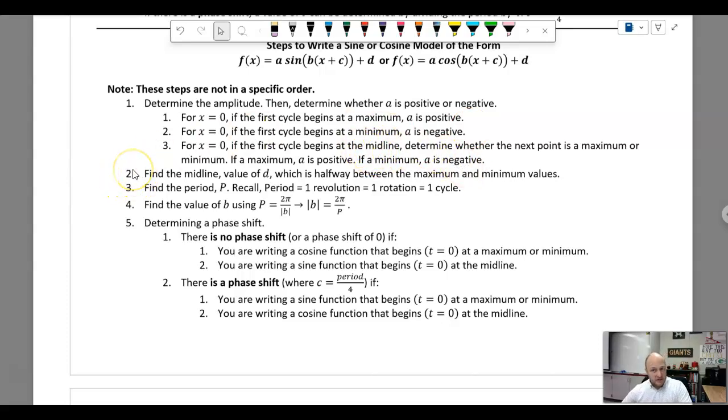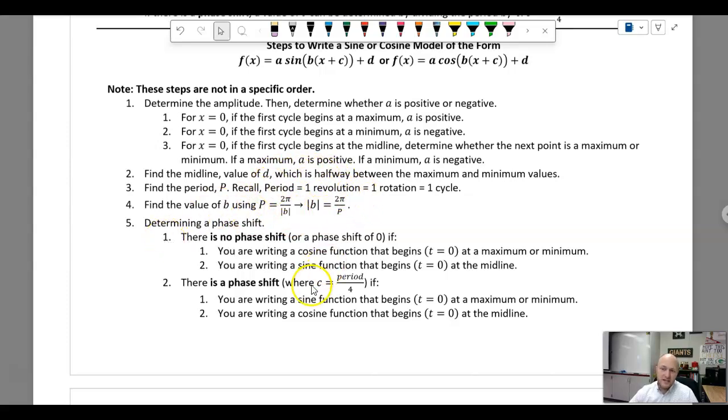Number 2, find the midline. Find the value of d, which is halfway between the maximum and minimum values. Number 3, find the period, p. Recall that period is one cycle or one rotation or one revolution. Number 4, find the value of b using either of these formulas.